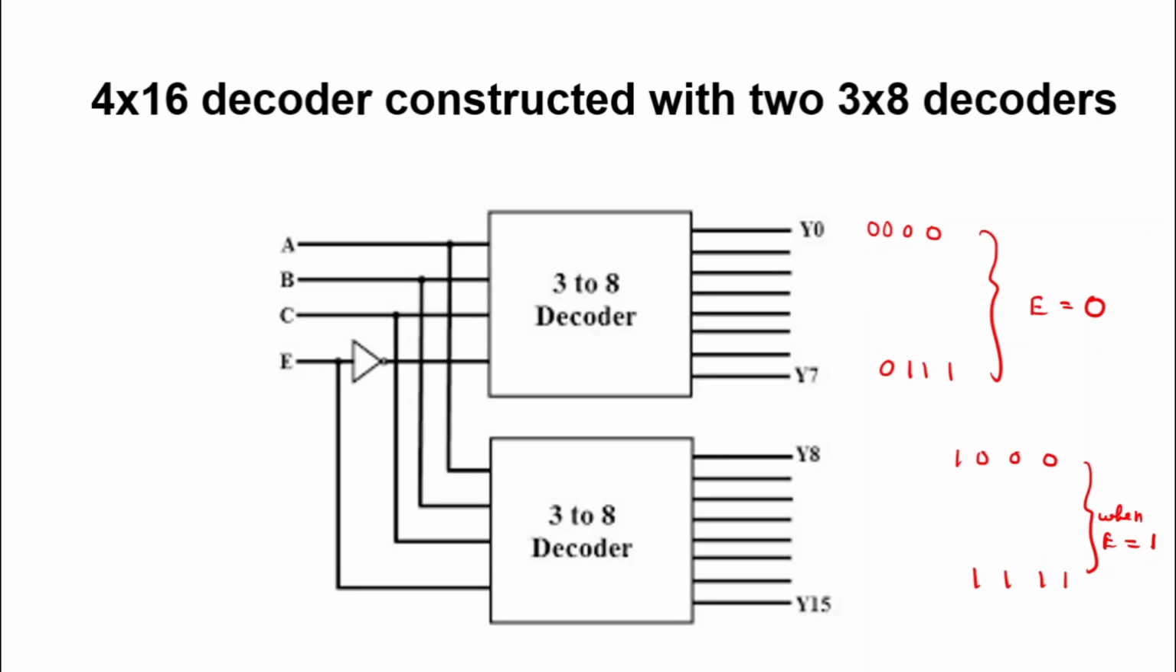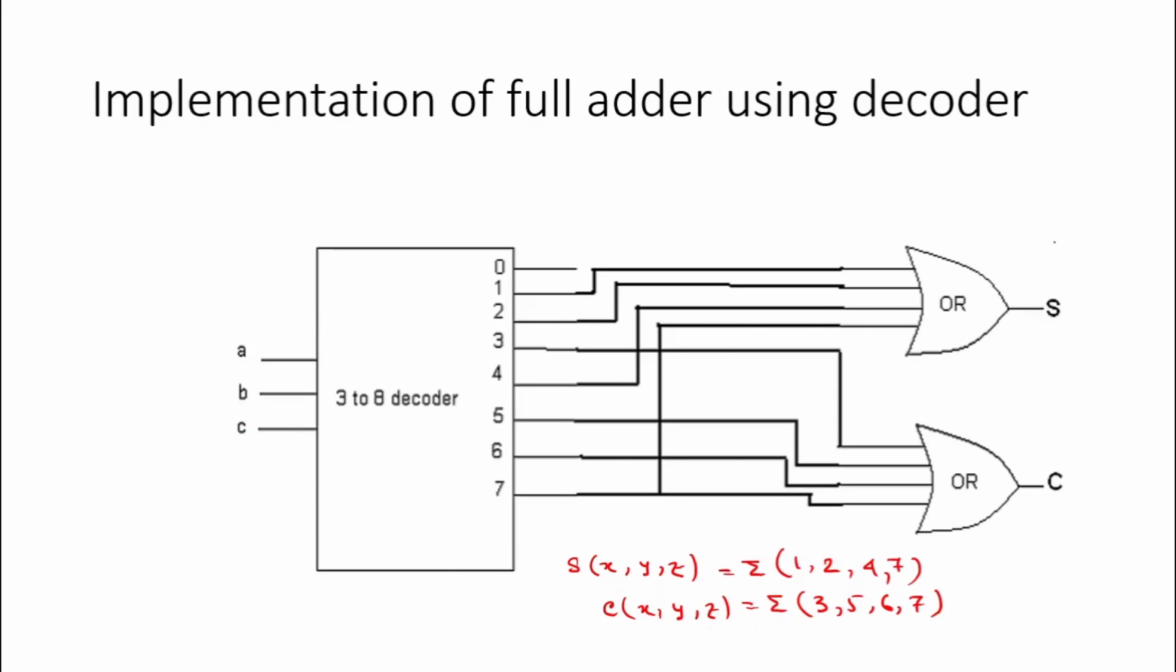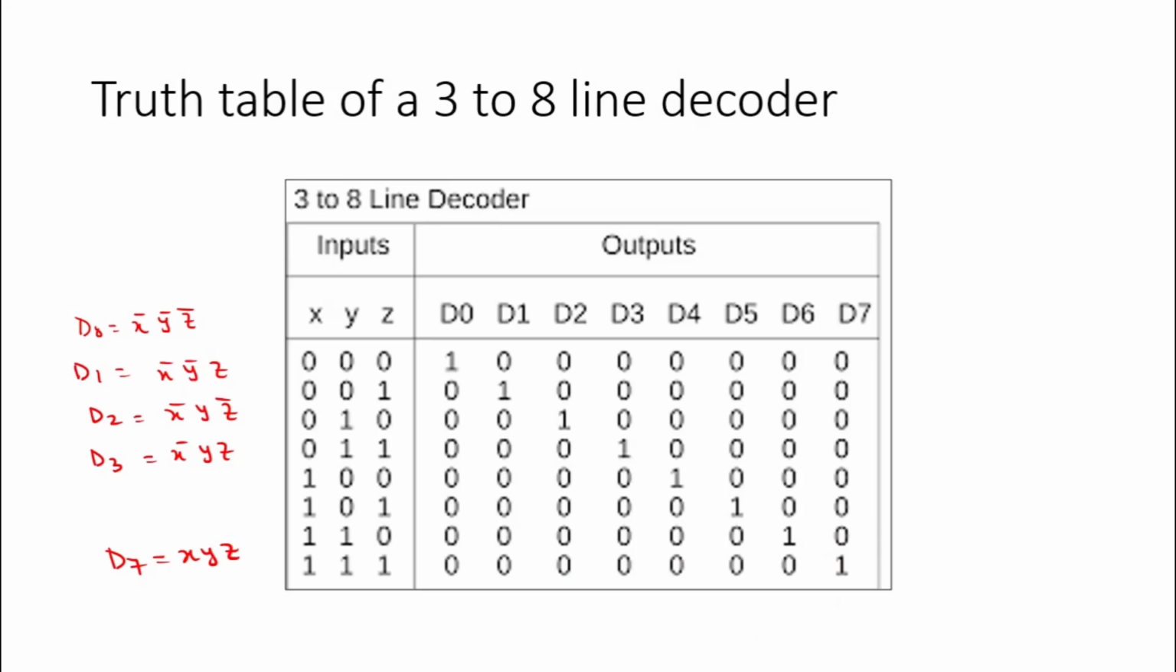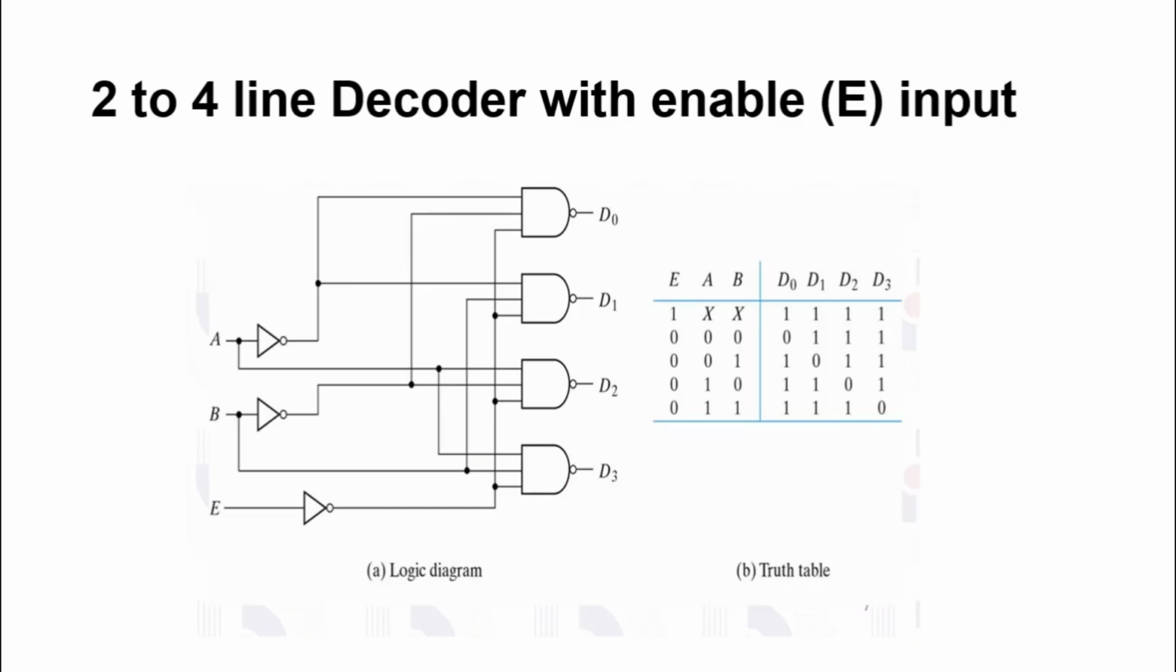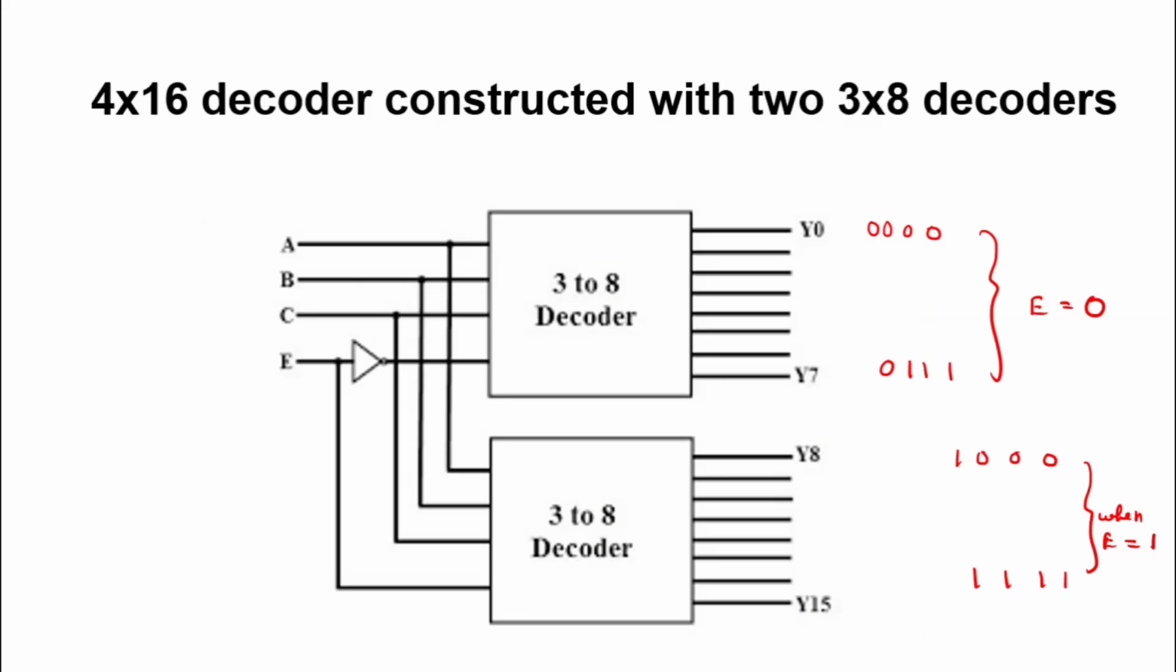So, today we have learned the decoder circuit. We have learned the 3 to 8 line decoder. Then we have implemented the full adder using the decoder. Then we have learned to design a 2 to 4 line decoder with enable input, and finally the 4 to 16 decoder we can construct with the help of two 3 to 8 decoders.